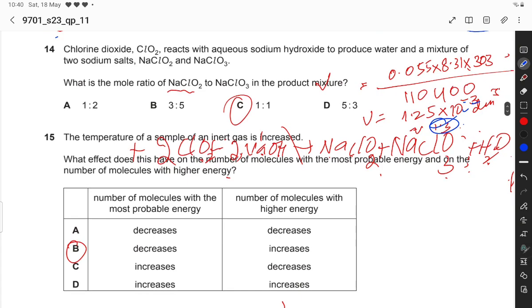A is the correct option. Question number 14. Chlorine dioxide reacts with aqueous sodium hydroxide to produce water and a mixture of two sodium salts, NaClO2 and NaClO3. What is the mole ratio of NaClO2 to NaClO3? So the reaction is ClO2 plus sodium hydroxide to form NaClO2 plus NaClO3 plus water. By balancing this reaction, 2 over here, 2 over here, we have a 1:1 ratio between NaClO2 and NaClO3. So that's why option C is the correct option.